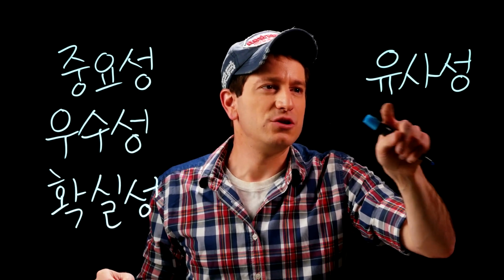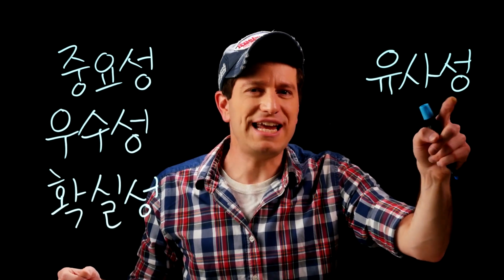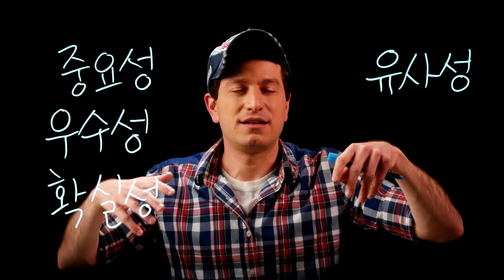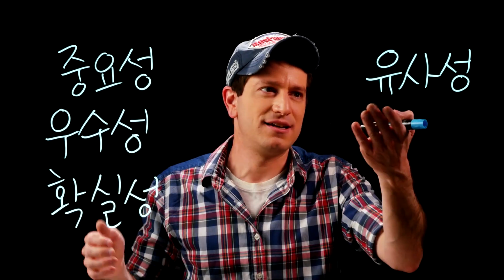Let's do a couple more. 유사성. 유사 means similar. So the property of or the nature of something being similar is similarity. So how similar something is, its 유사성.